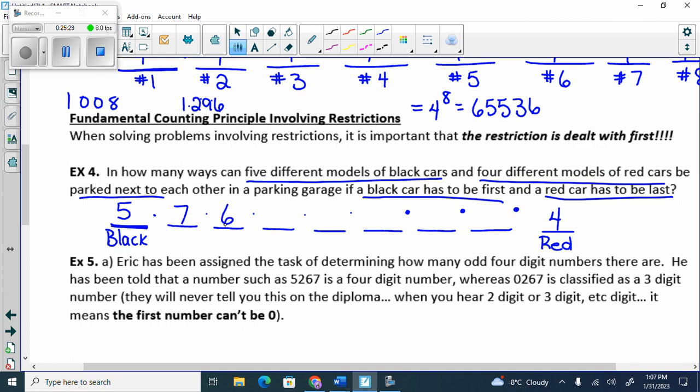Then I park 1. 4. Then I park 1. How many options left? Then I park 1. Then I park 1. Did I care to separate them as red or blacks at that point? No, because they can be whatever the heck they want.